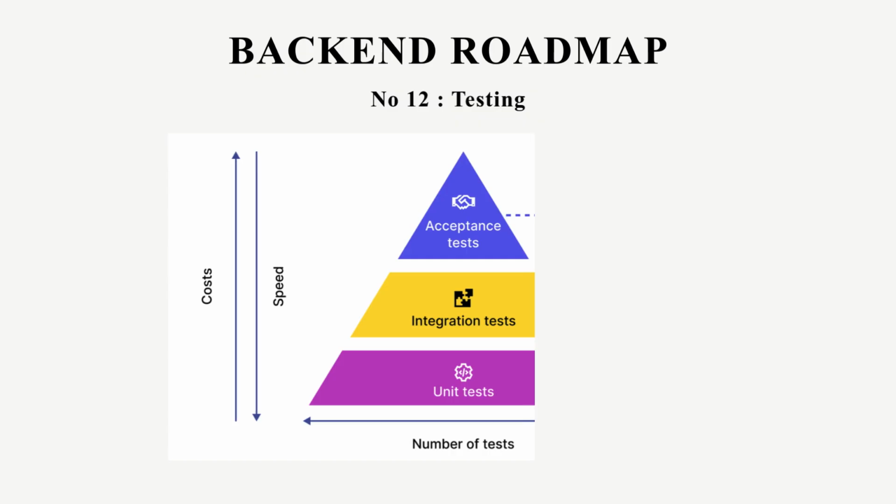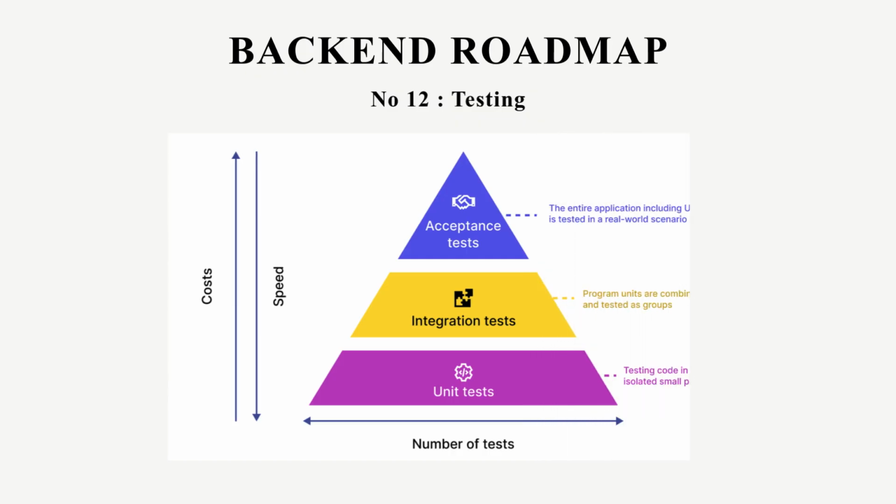Number 12. Testing. Testing ensures backend systems work correctly. There are several types of testing. Unit tests check individual functions. Integration testing ensures different components work together. Functional testing verifies that the system behaves correctly from the user perspective. Testing improves reliability and prevents bugs from reaching production.